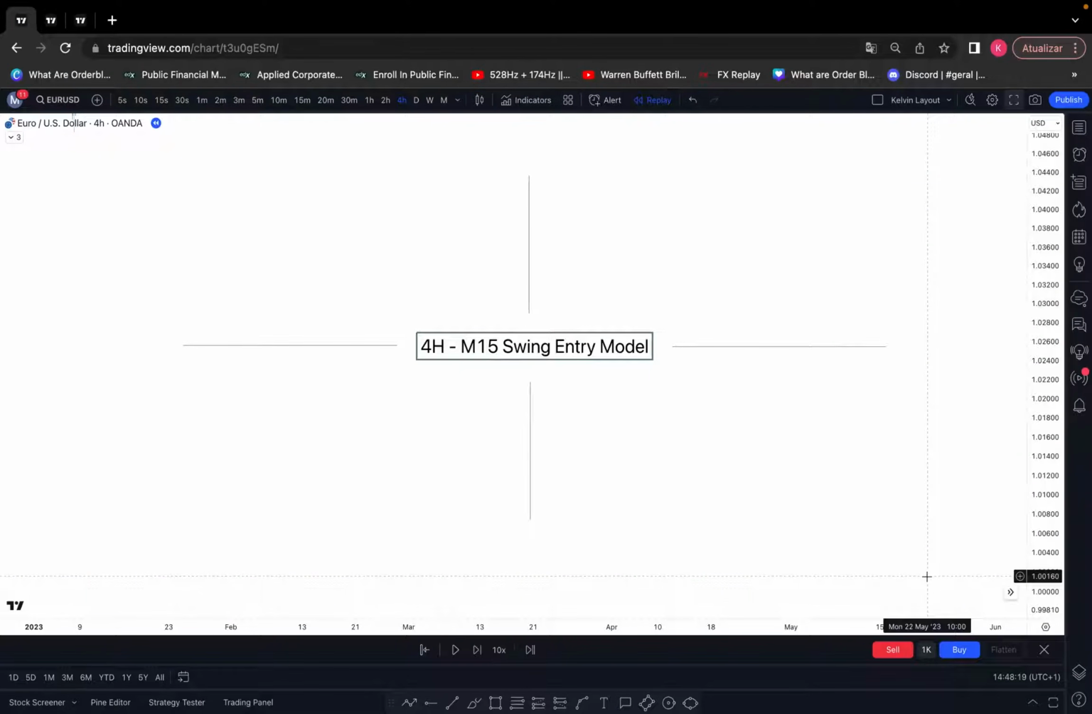In today's video we will talk about a nice swing strategy that I have for you guys, which is the 4-hour and M15 swing entry model. This is a strategy that is more suitable for those people that have a 9 to 5.